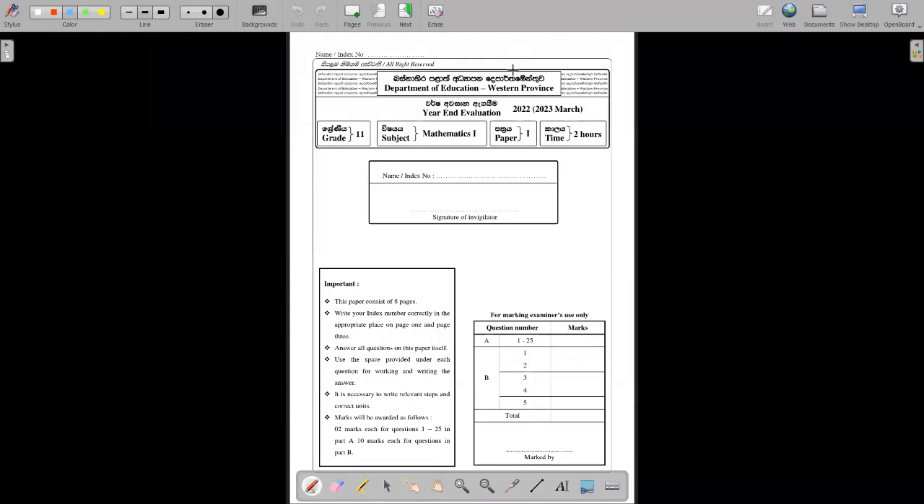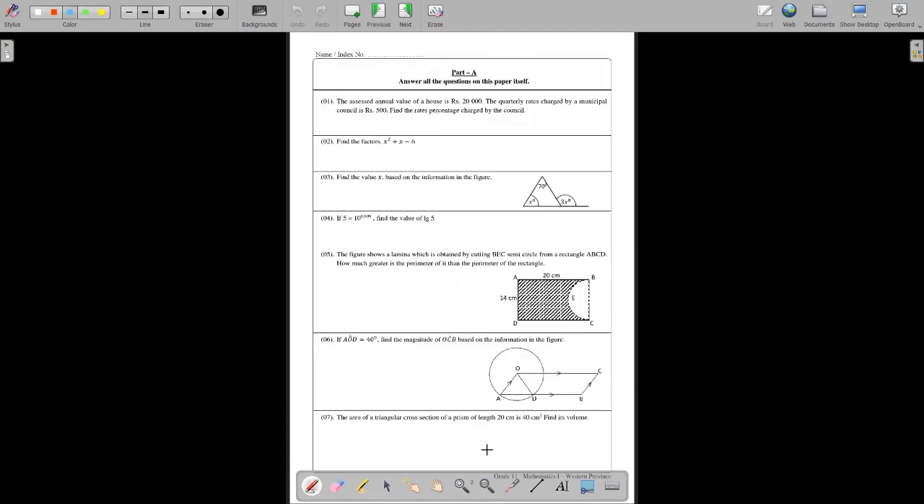Today we are discussing the grade 11 Western Province paper which was held in March 2022. The paper will be attached in the description. Right, so we will look at the first question.